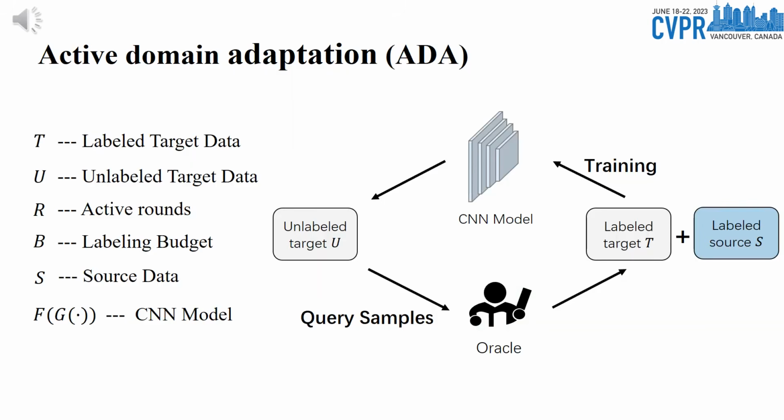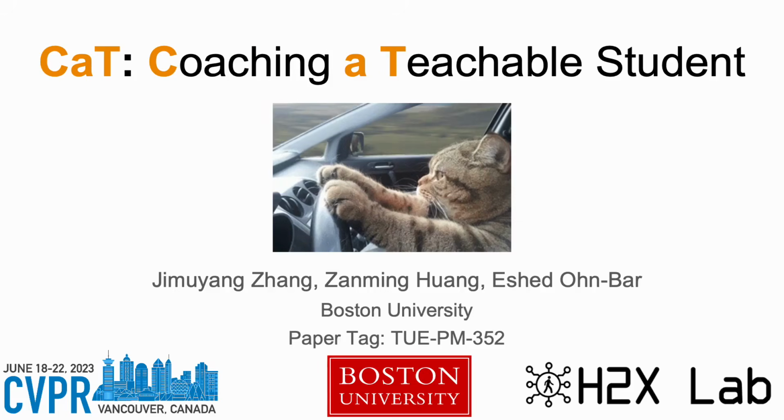Active domain adaptation aims at seeking an optimal model for a target domain, when given labeled source data S as well as unlabeled target data U.